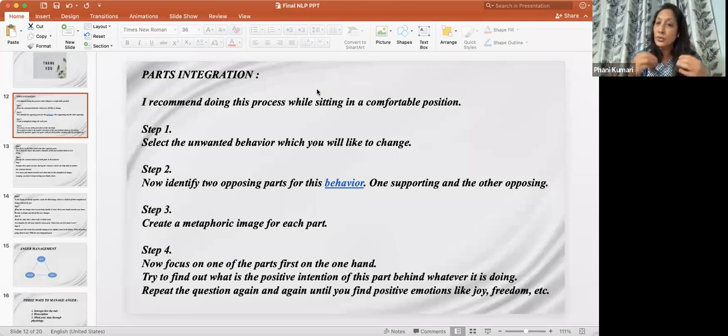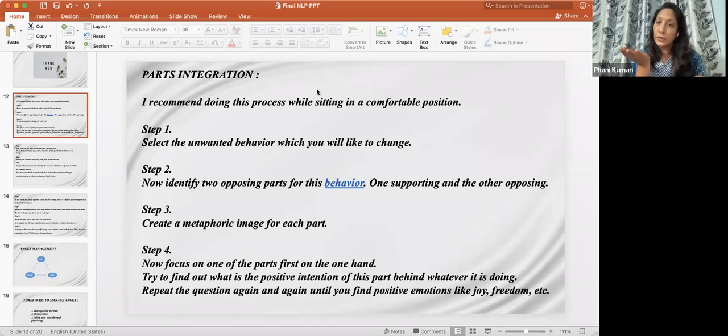So in order to take decisions in the right way, we need to understand in which location this information has been stored, and how it can be replaced by using this parts integration. Which part has more intentions, and what are they giving? And both these, so let me give an example. I want to reduce my anger, but still I'm not able to.